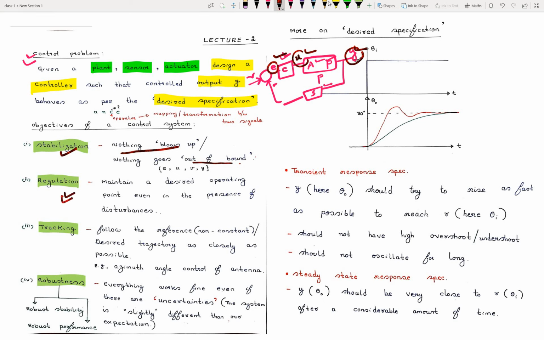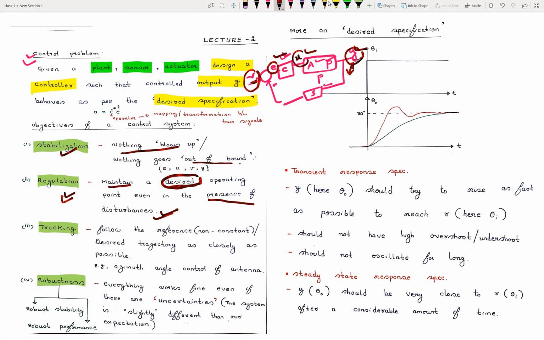Regulation. Based on our desired output, we give input as a reference. In the presence of disturbance, this output will change, but we want to maintain output as R, Y equal to R. So to maintain a desired operating point even in the presence of disturbance, this is known as regulation.